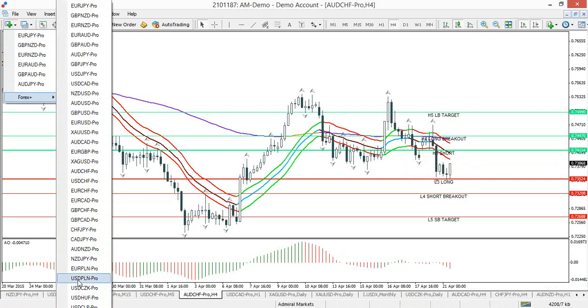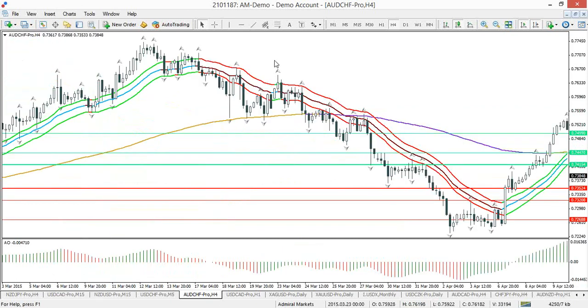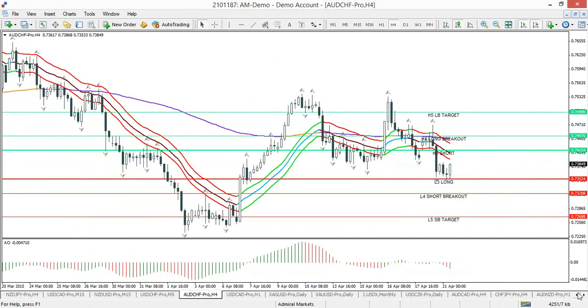I'm not sure if I have that one. It's a bit of an unusual pair. So, okay. The pound CAD or pound yen at the moment, I would say. Let's review those maybe just quickly again.